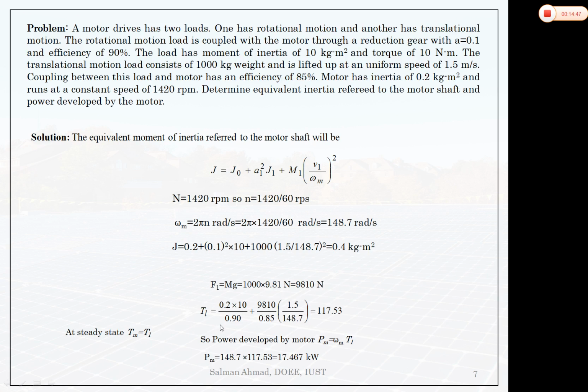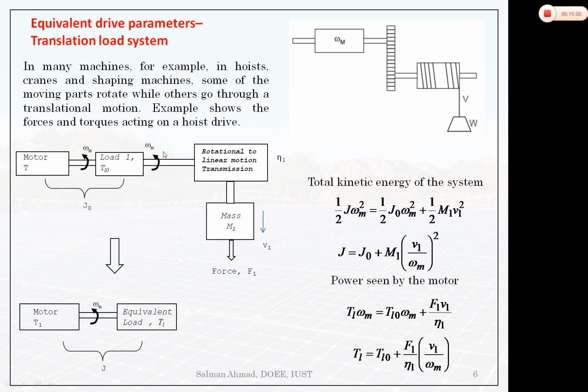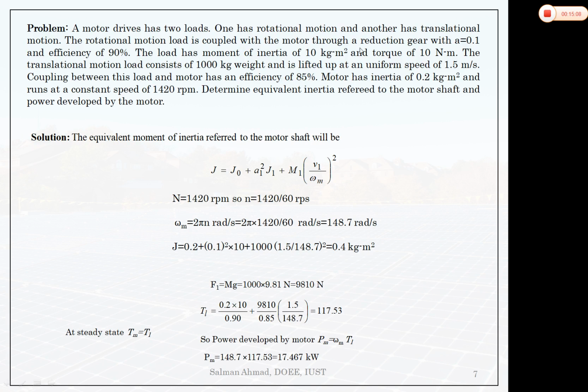Now let us solve one problem. In this problem, a motor drive has two loads. One has rotational motion and another has translational motion. The rotational motion load is coupled with the motor through a reduction gear, so it is not directly coupled. It is connected to the motor through a gear which has gear ratio 0.1 and efficiency of 90%.